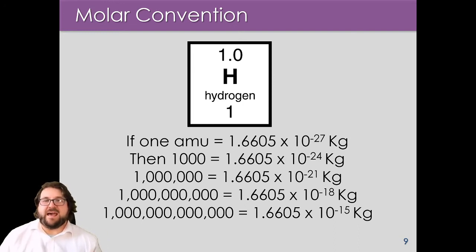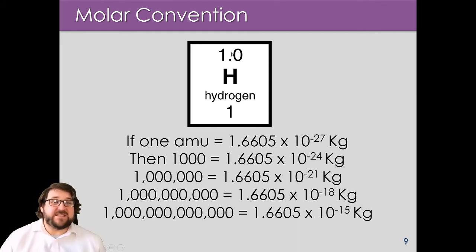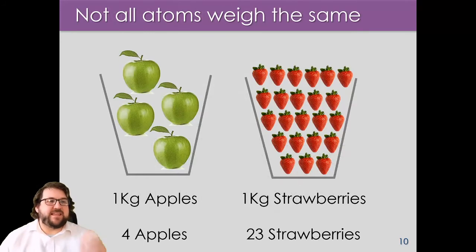And so, because we're going to be arbitrary about that, why don't we just count how many atoms it takes to weigh out 1 gram? So if we took this number on the periodic table, the mass number of the atom, and we just said, okay, how many atoms does it take to give me 1 gram? We come to the mole. Now, that number is not going to be the same every single time for every element. Let's say that I wanted a kilogram of apples and a kilogram of strawberries.